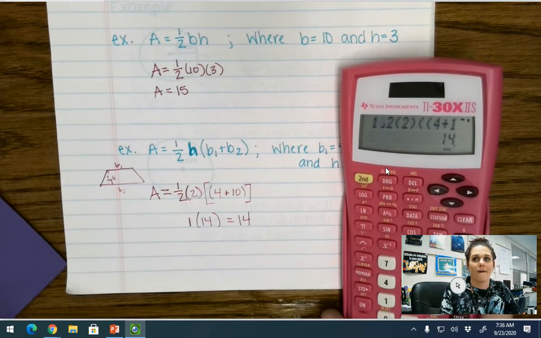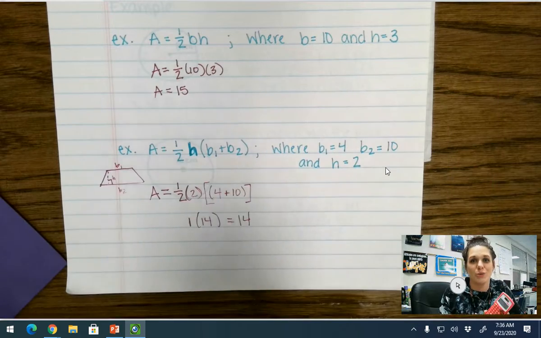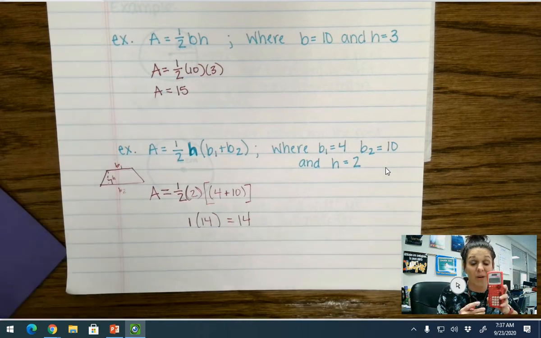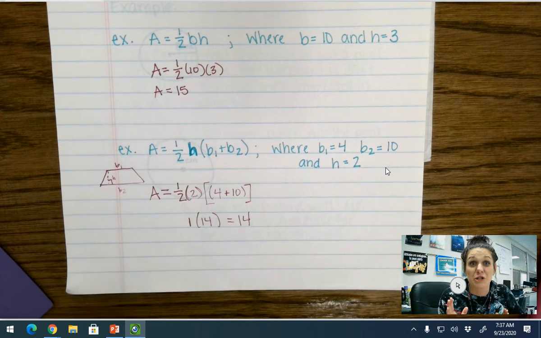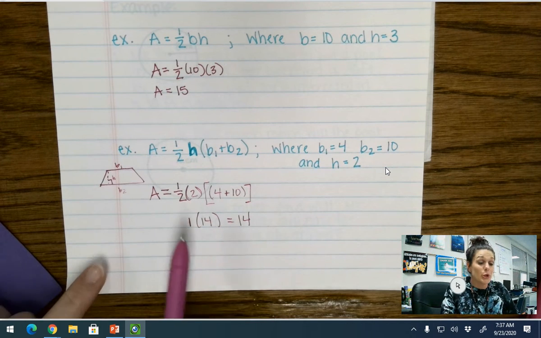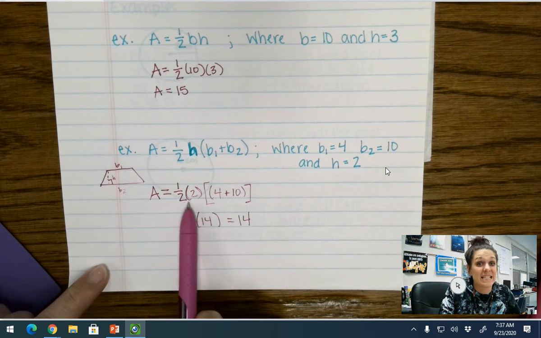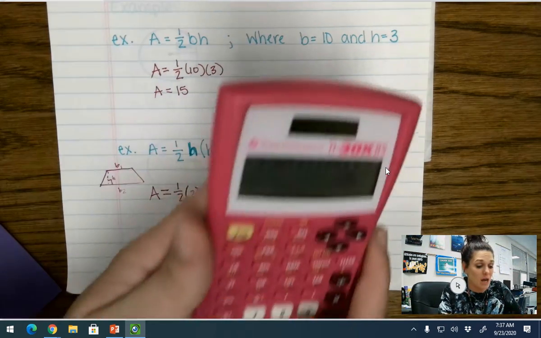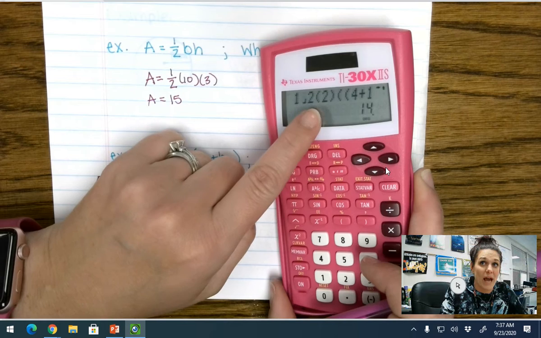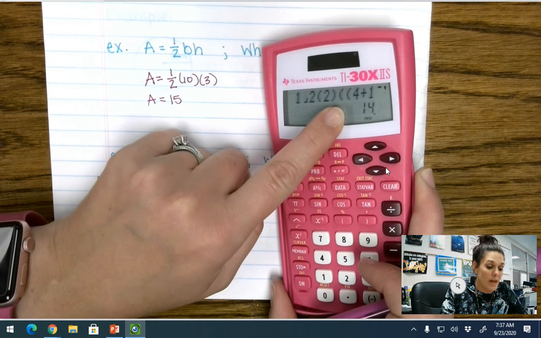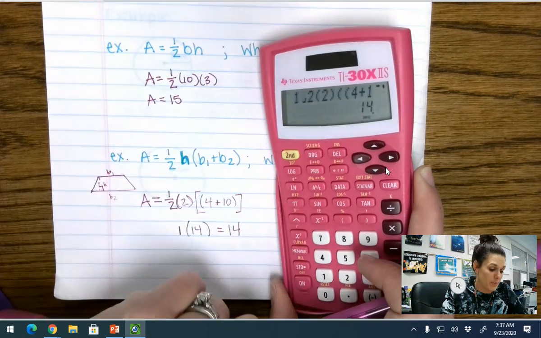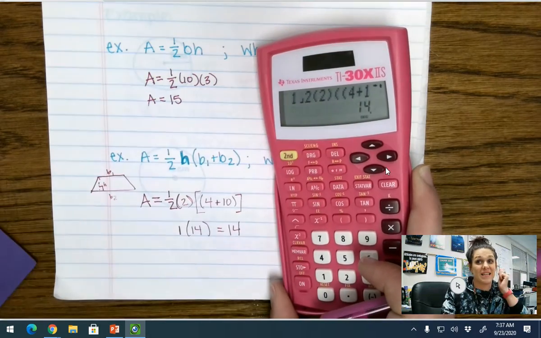Equals 14. Did you know that this calculator has a superpower? Isn't that awesome? It was able to do order of operations for you, but the key is you have to type it in exactly as you write it. So notice how many different parentheses we had inside of this. We had the parenthesis around the 2, we had the parenthesis representing the bracket, and then we also had to wrap up that 4, and we had to wrap up that 10.